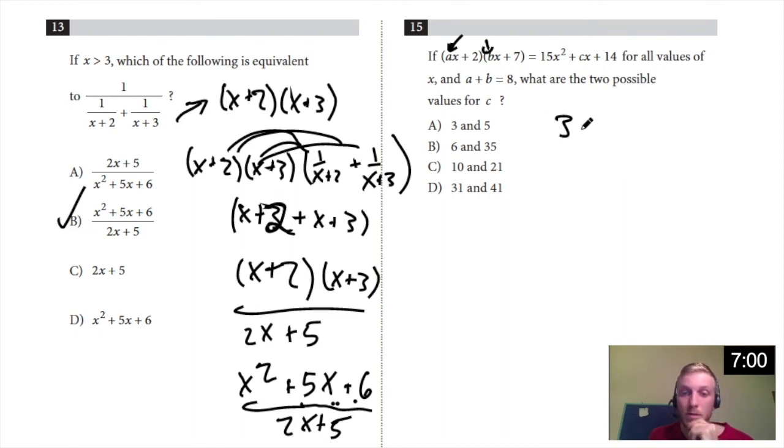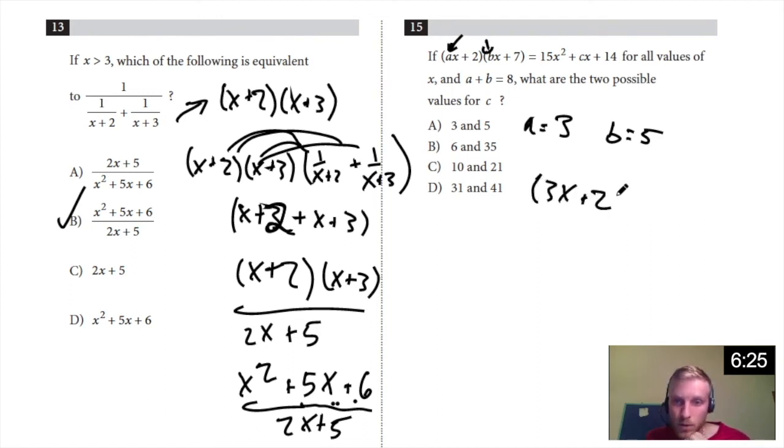So 3 times 5 is 15. 3 plus 5 is 8. So we could say a equals 3 and b equals 5. Okay, so if we substitute these in here for a and b and multiply out, we are going to have 3x plus 2 times 5x plus 7. I'm going to write this down. 3x plus 2 times 5x plus 7.